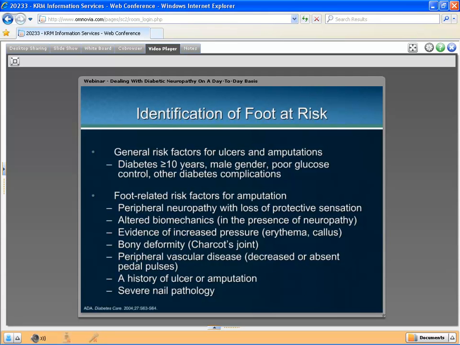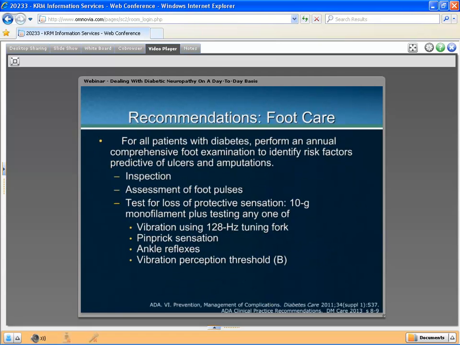Nails will change over time as well, but I think we particularly look for the bony changes, the vascular changes, and the changes that we see related to sensation. So the recommendations for foot care come to us that are actually probably very general and probably very well known. While this reference is from ADA, I think there's a lot of consistency in this information.